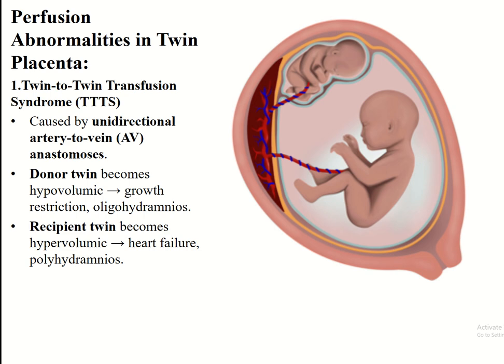Perfusion abnormality in twin placenta. Twin-twin transfusion syndrome is caused by unidirectional arteriovenous anastomosis. The donor twin becomes hypovolemic and oligohydramnios is seen in this twin, and the recipient twin has polyhydramnios and may present with heart failure.